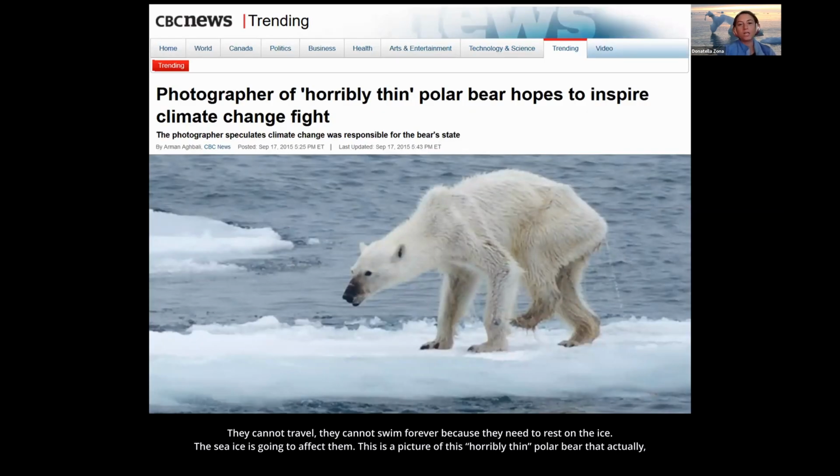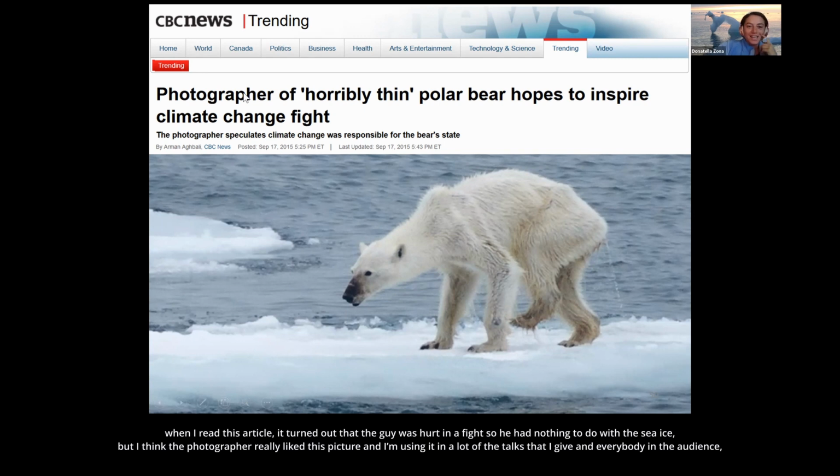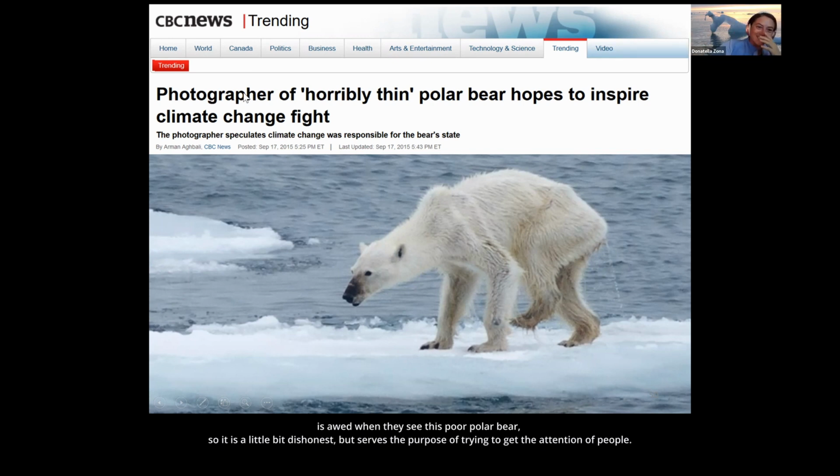This is a picture of this horribly thin polar bear that, when I read this article, turned out to have been hurt in a fight, so it had nothing to do with the sea ice. But I think the photographer really liked this picture, and I'm using it in a lot of the talks that I give, and the audience, oh, it's like when they see this poor polar bear. So using it is a little bit dishonest, but it serves the purpose of trying to get the attention of people.